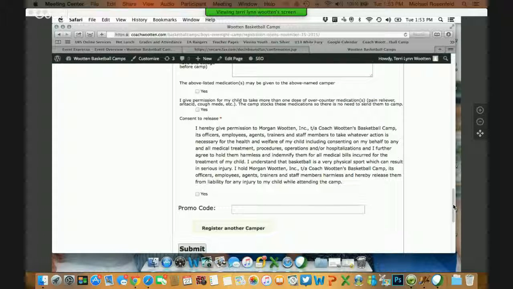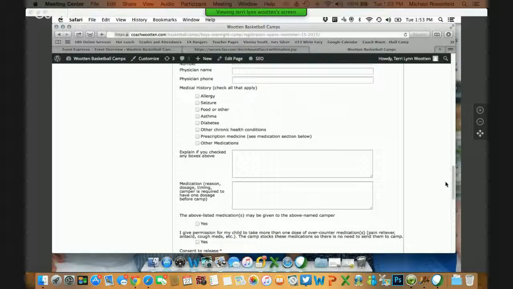Those come off automatically. So the early discounts are 3 different dates. One is by 11:59 on December 25th, you get $75 off. By 11:59 on March 1st, you get $25 off. This is for the overnight camp. And by 11:59 on April 1st, you get $15 off. So if you register prior to that date, you get that discount.